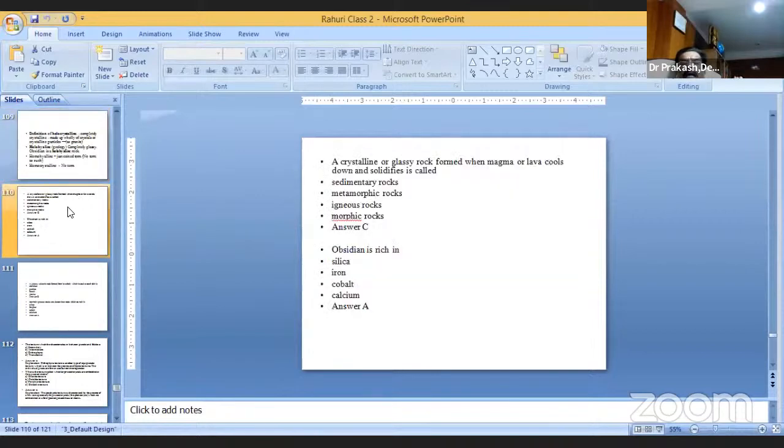A crystalline or glassy rock formed when magma or lava cools down and solidifies is called. Whatever it is, the rocks that are formed from cooling and consolidation of magma are igneous rocks. Obsidian is rich in silica, iron, cobalt, cadmium, calcium. It is silica only.